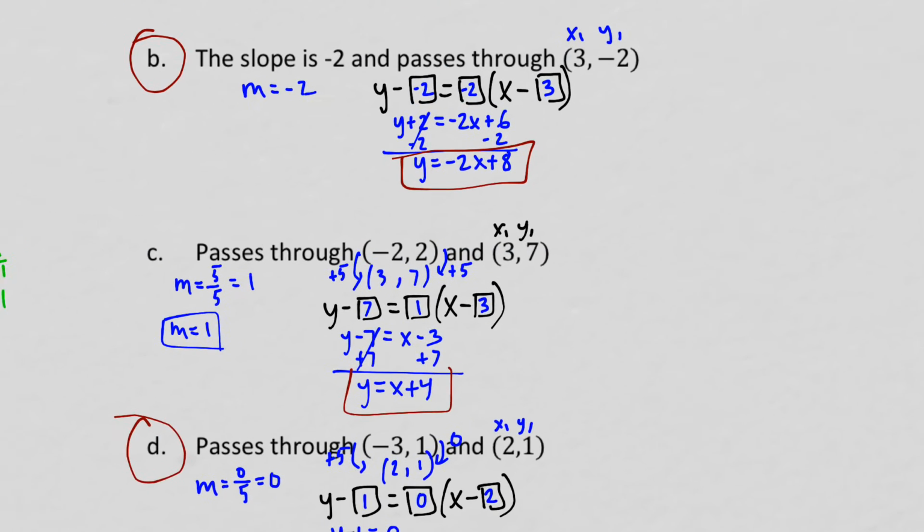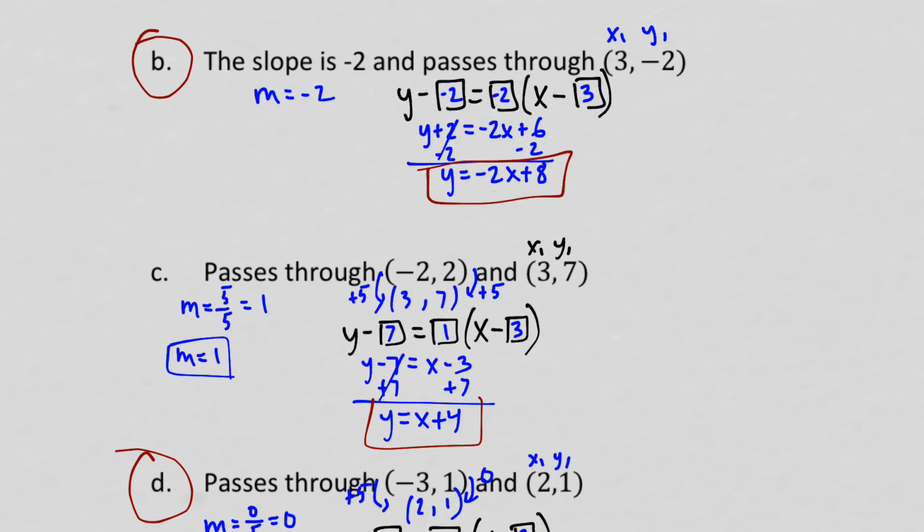Here's B. The slope is -2 and it passes through 3, -2. I label this one x1, y1. I use point slope form. Plugged in the slope, which is -2. They gave that to me, put that in there. The y value is -2, so it goes here. The x value is 3, it goes here. Right here, the only thing you're going to be careful with is the x minus -2. That makes it plus. I distributed the -2. I got -2x plus 6. I subtracted the 2 to isolate the y, and here's your solution. Y equals -2x plus 8.